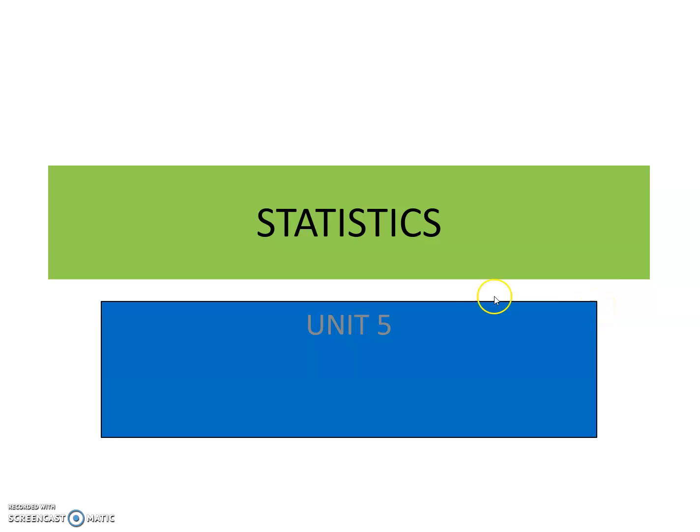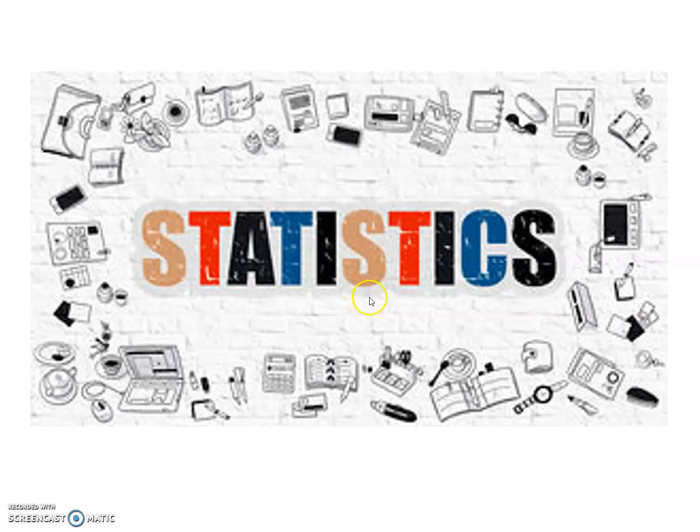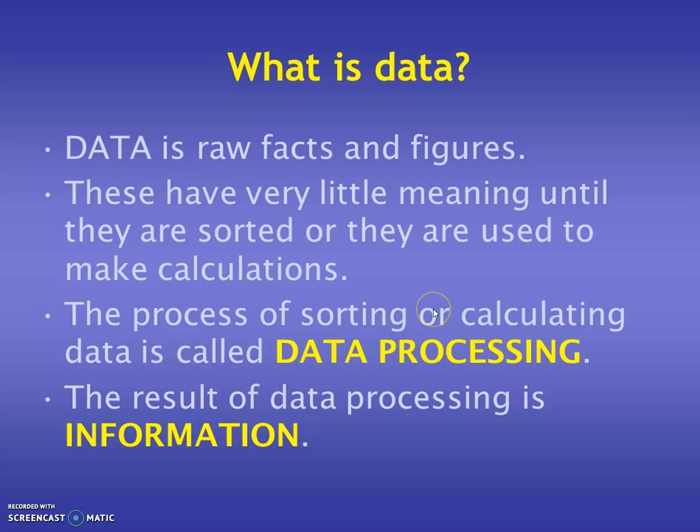Today's lecture we have to discuss statistics, Unit 5. Statistics is based on the calculation of raw data, frequency data or frequency distribution. What is data? Data is raw facts and figures. These have very little meaning until they are sorted or used to make calculations. The process of sorting or calculating data is called data processing. The result of data processing is information.